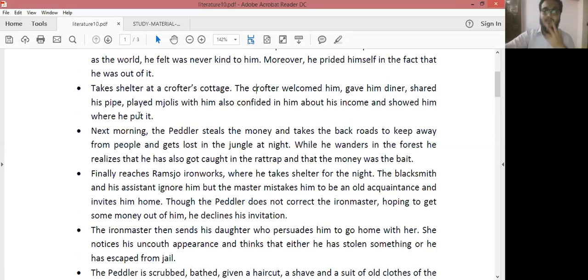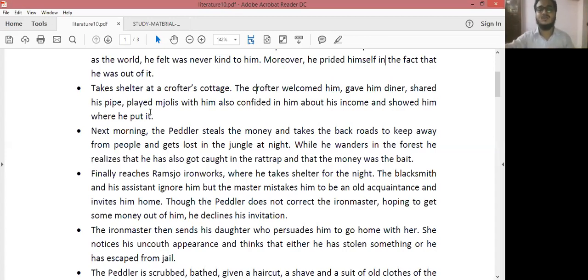Okay. Shared his pipe. They started smoking cigarettes or tobacco roll, whatever you can say. Then played Mojlis with him, and also confided in him about his income. Means he shared his income, how he's earning, what he is doing right now, what he was doing previously. Right now he's an old man, he cannot work in the field. Right now he's having a cow and he's selling the milk and the creamery things in the market, and he's earning something. And he shared that information with his friend. Right now the peddler, the rattrap seller, is a friend to this man. So he trusted him and shared his income with him.